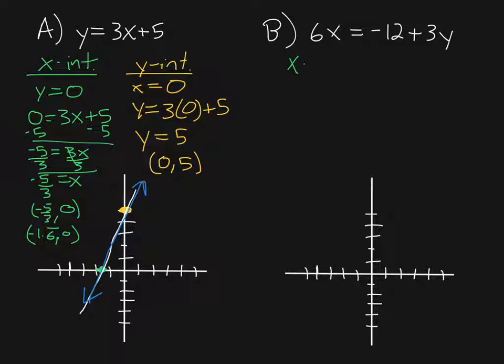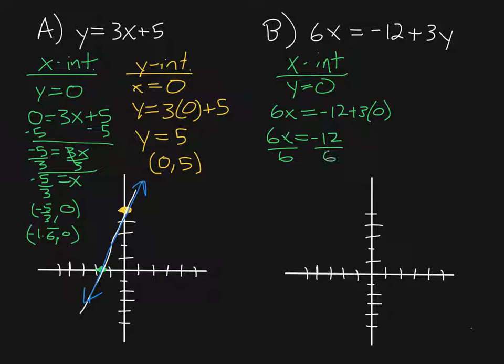Let's find the x-intercept. We know that y equals 0 there all the time. So if we plug that in, we get 6x equals negative 12 plus 3 times 0. 3 times 0 is 0. So that leaves us with 6x equals negative 12. We divide by 6. X equals negative 2. So our coordinates are negative 2, 0 for our x-intercept.